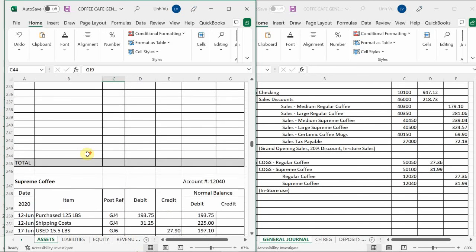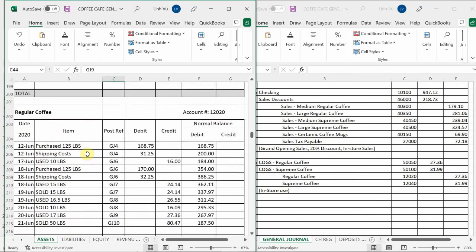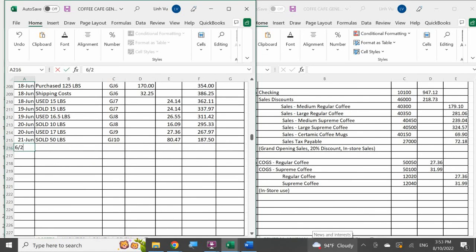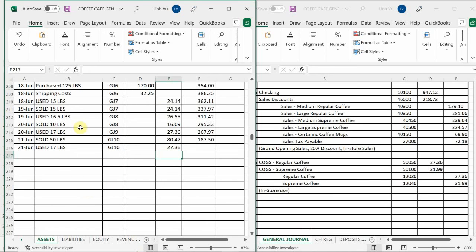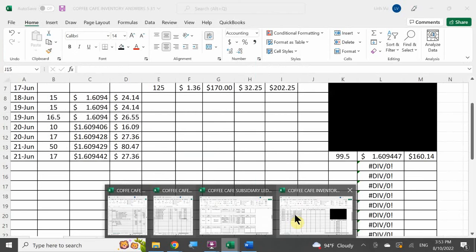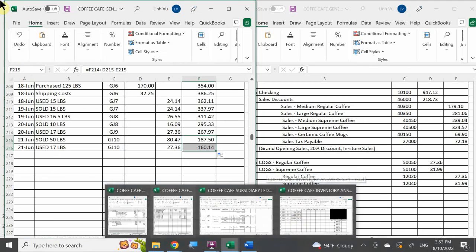Okay. Oh, here's my regular coffee. We used 17 pounds. Journal number 10 for $27.36, which should yield me 160.14. Is that correct? In this case, yes, I do remember that that was true. Okay, 160.14.